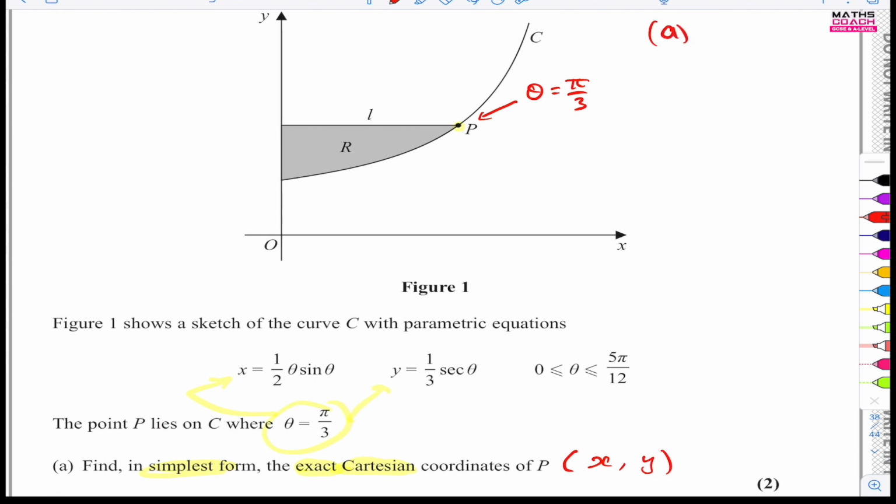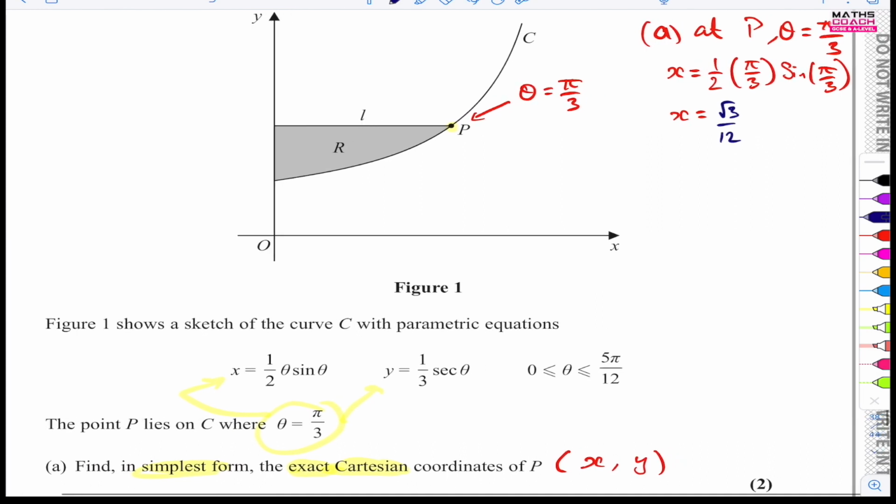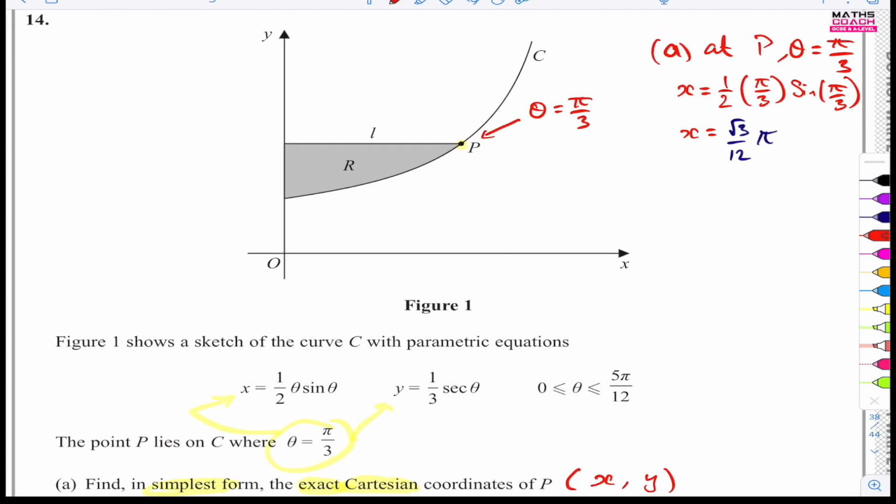So question A, at point P, we know that theta equals pi by 3. So substitute that into the x coordinate. So we have a half times theta, which is pi by 3, times sine of pi by 3. And if we just plug that into a calculator and simplify, we should get root 3 over 12 times pi. Right, and we now substitute the theta value into the y equation.